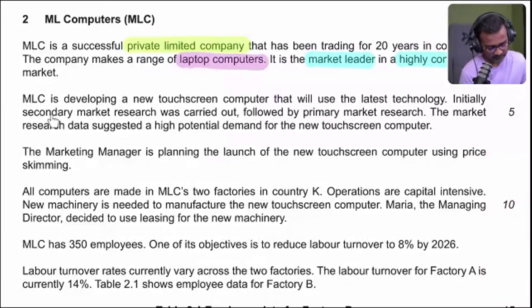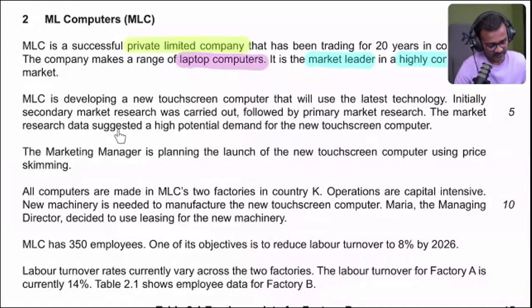Okay, so initially, secondary market research was carried out, followed by primary research. Usually, this is the pattern that companies take anyways, right? If you don't have a lot of money or if you don't want to spend a lot of money on this yet, then you first conduct secondary research and you see what everybody else is saying. And just to confirm what your findings are, you conduct a little bit of primary research so that we also find out directly whether what we saw in secondary research was right or wrong. So that's what they're doing here.